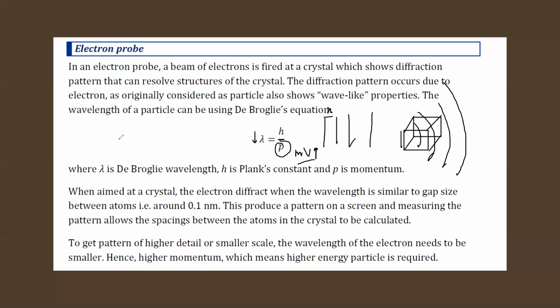For this purpose, we are using an electric field. So we have the formula half mv square is equal to eV. So we apply more voltage so that the electron will have higher speed, greater momentum, shorter wavelength. Shorter wavelength matches the gap size, so maximum diffraction occurs. So we can use this probe to have a more detailed image.